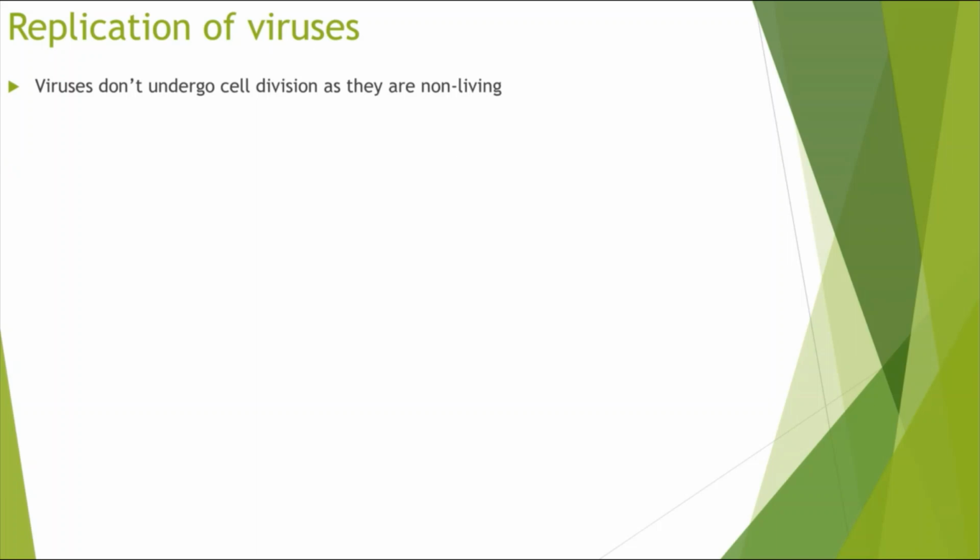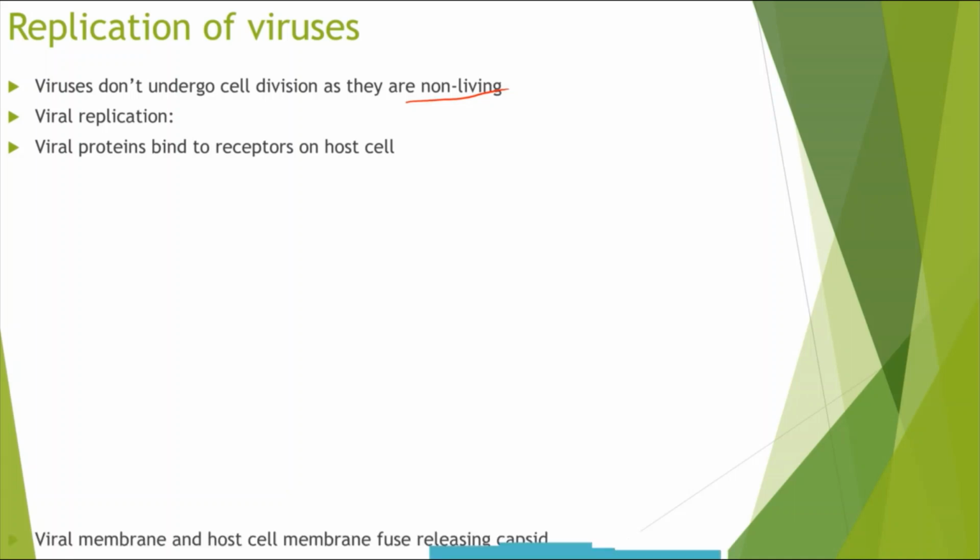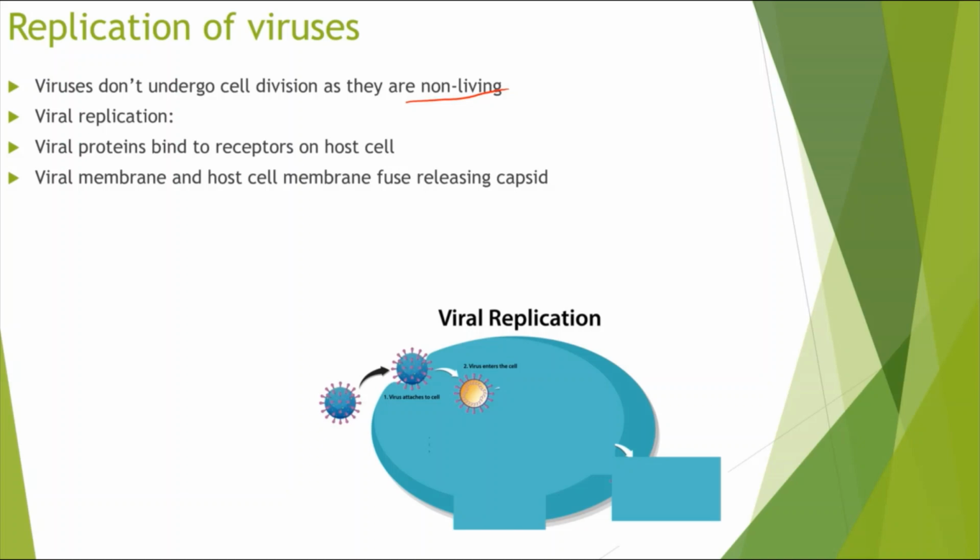You need to know that viruses don't undergo cell division. This is because they are non-living, so they can't carry out, for example, mitosis or binary fission. So they require a host cell, and they would hijack that host cell, and we'll be going through the process now. What happens first is the viral proteins would bind to the receptor on the host cell, and the viral membrane and the host cell membrane would fuse together, releasing the capsid.